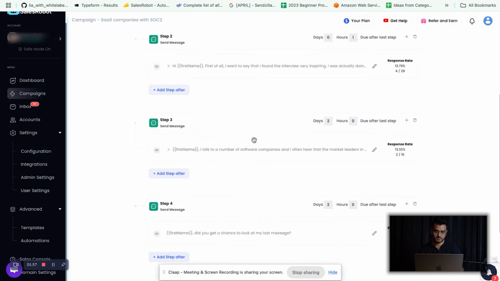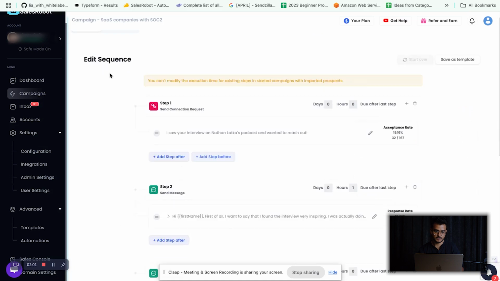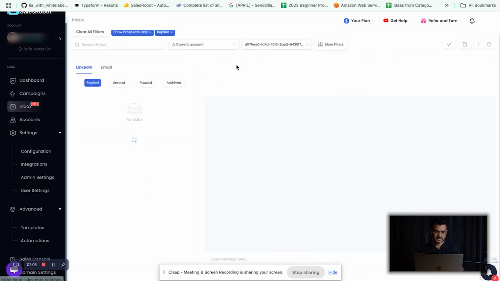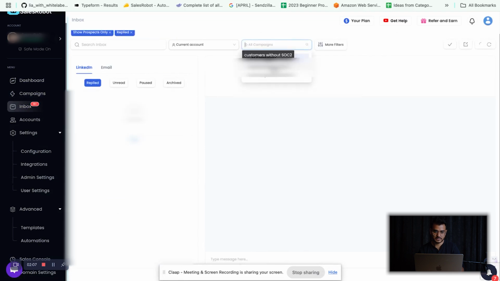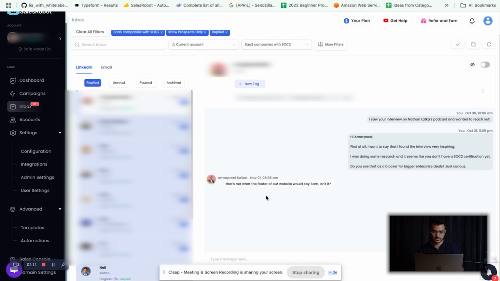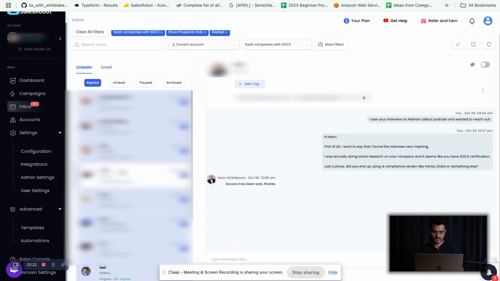Again, we're positioning our offering as unique, right? And then it's a reminder, and then again a reminder, and yeah, simple. So let's see how that performs. So this is the SaaS company with SOC 2. Let's see what it comes up with. Sometimes it's not 100% accurate, so it scraped something that is not correct. No, thank you. No, thank you.